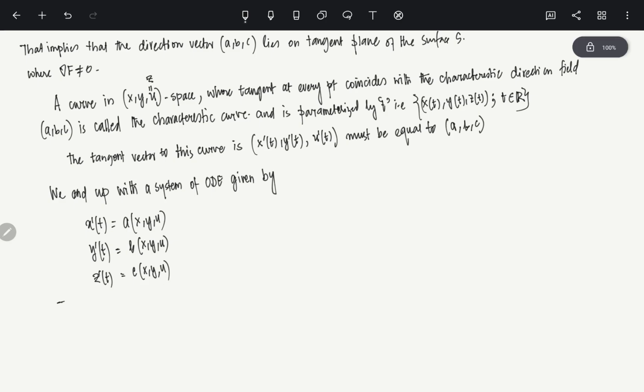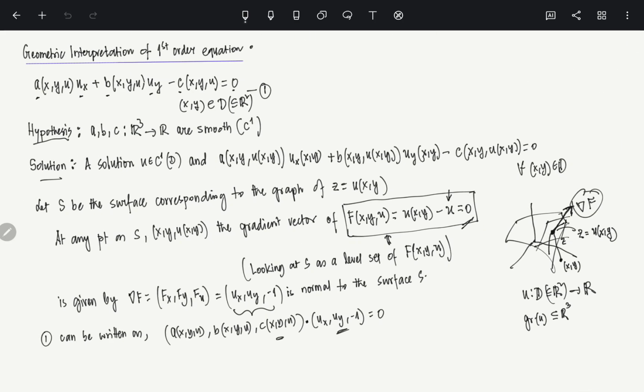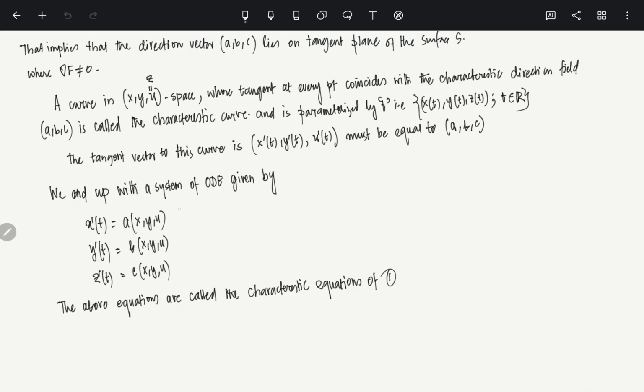These three equations, the above equations, are called the characteristic equations of equation 1. So given equation 1, if I wanted you to write down the characteristic equations, this is what they are going to look like: these equations 2, 3 and 4. Clear? So this is how we write down the characteristic equations.